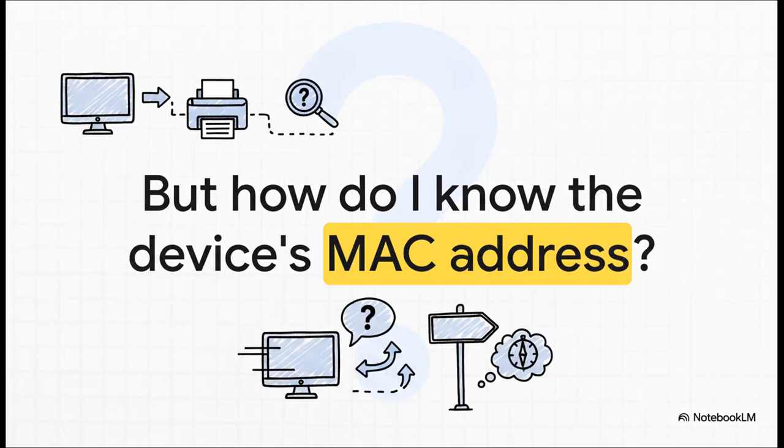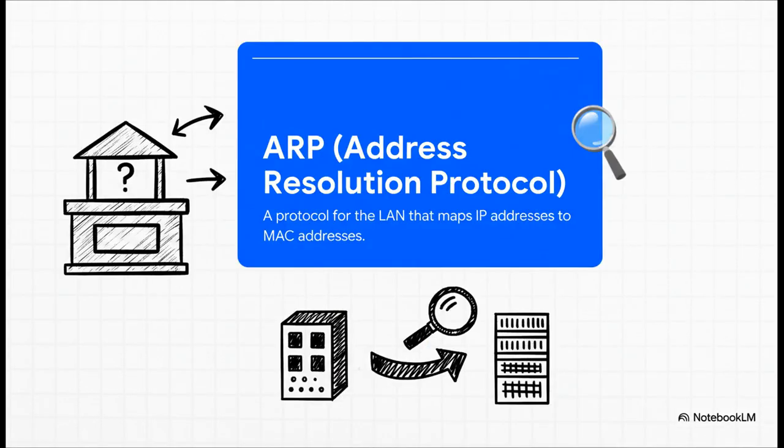Right, so your computer knows the printer's IP address. Let's say it's 192.168.1.100, but that's just the street address. It's not enough. It needs that MAC address, that fingerprint, to make the final delivery. So what does it do? Well, it basically has to ask for directions. This is where a really clever process called the Address Resolution Protocol, or ARP, comes into play. You can think of ARP as the LAN's very own information desk. Its entire job is to translate an IP address, which we know, into the MAC address, which we need.